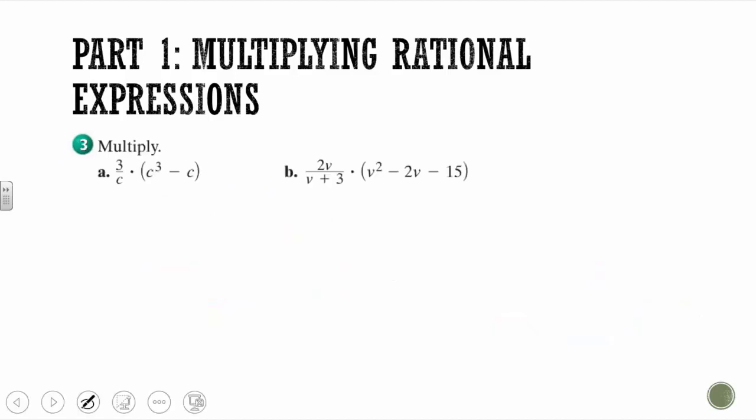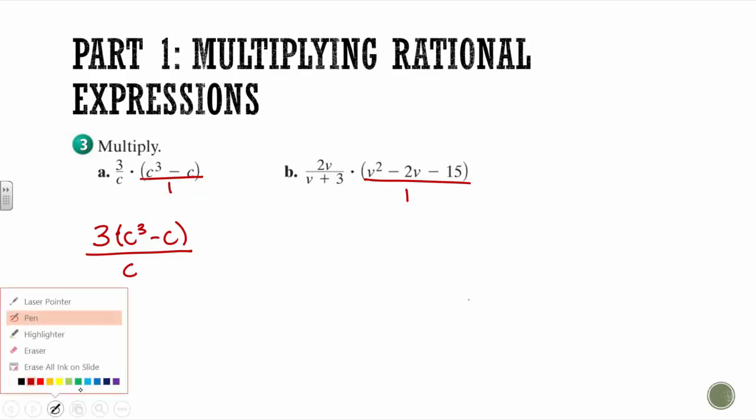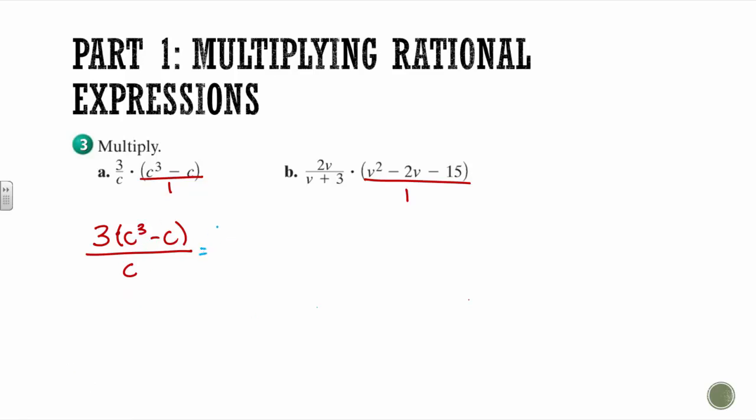So let's try some of these other ones. Now these are a little weird because the first one's a fraction and the second one's not. But remember, we can turn anything into a fraction by putting a 1 underneath it. So that's what you're going to have to do for both of these problems. So the first one, I'm going to do 3 times c cubed minus c, all divided by c times 1, which is just c. And then I notice that this stuff in parentheses here has a GCF.